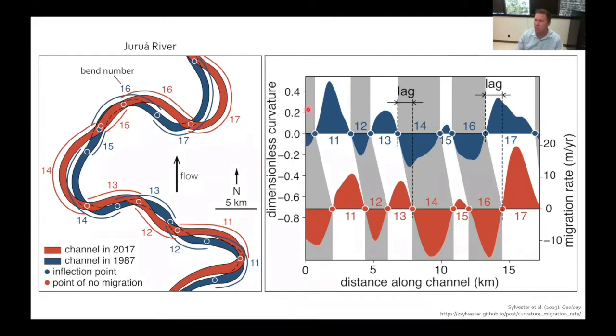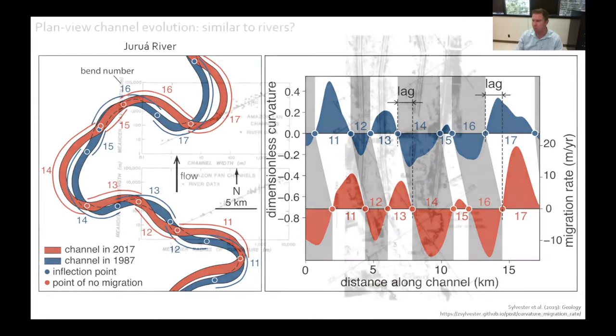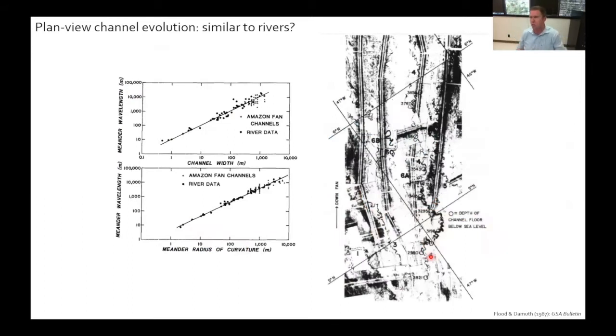What he's plotted here is the curvature along this 1987 channel. So that's what this blue plot is here. This is a curvature that's just normalized by the channel width, so it's dimensionless. And then he measured the migration rate across the entire river from 1987 to 2017. So that's the red curve. You can see there's a lot of similarity in the shape of the red curve and the blue curve, although again, there's this lag of about 2 to 4 channel widths from the point of maximum curvature to the point of maximum migration. Okay, so that's kind of how river kinematics evolution works.